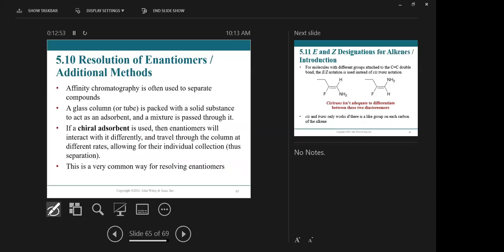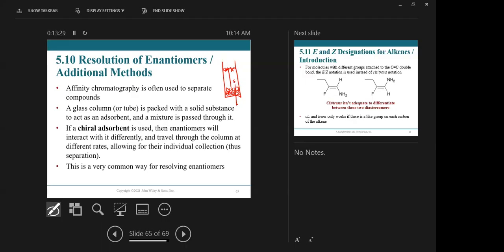It says affinity chromatography is often used to separate compounds. You have a glass column, and you pack it with some type of solid substance like this. It's going to go all the way up, reach about here. If a chiral adsorbent is used, then enantiomers will interact with it differently. So this might interact more with the R and let the S pass through more quickly, while the R stays behind. And that's what they mean by that.